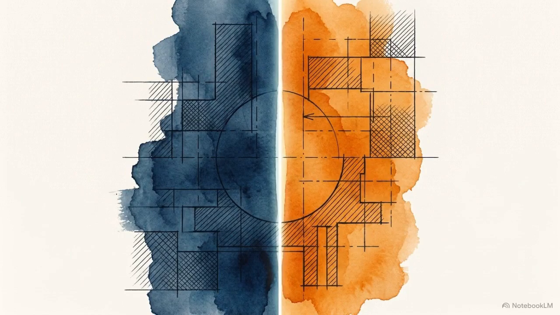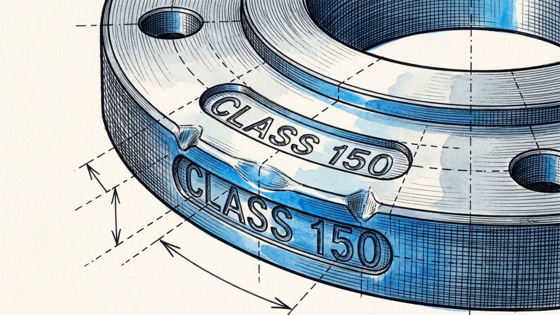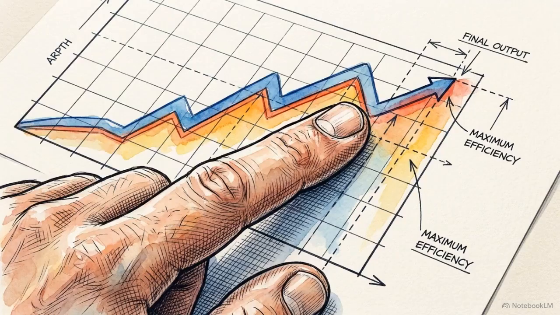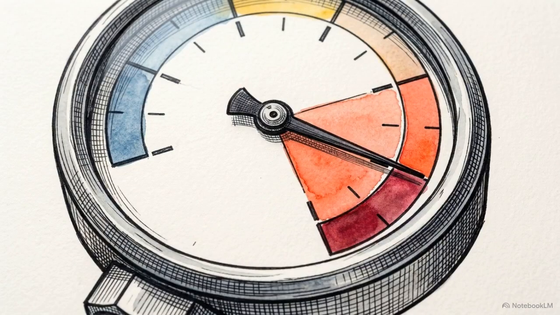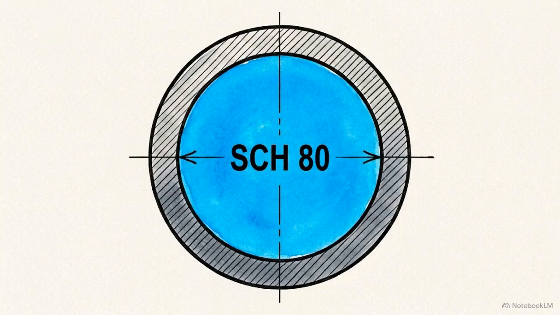To keep these engineering logics clear in practice, you can rely on a simple operational rule. Class is a read-forward system. You start with the flange designation, look at the table, and it hands you the limit. Schedule is a read-backward system. Start with required design pressure and work backward to figure out the dimensional designation you need.